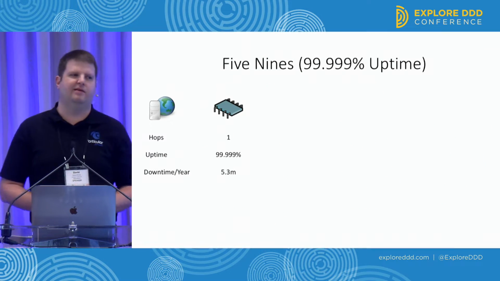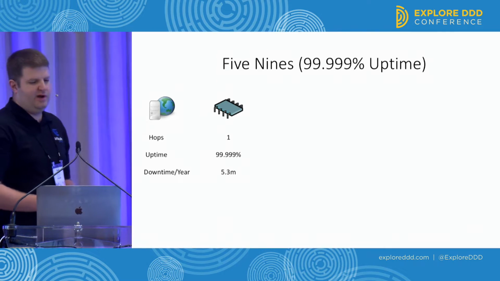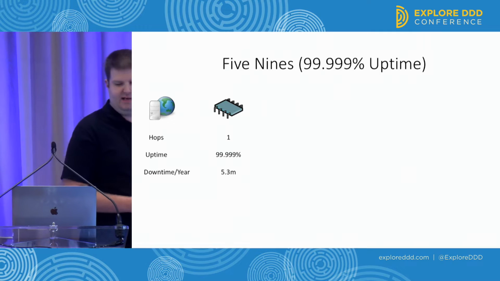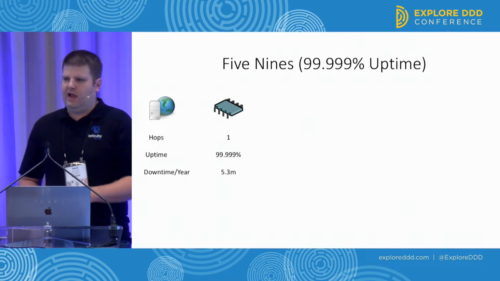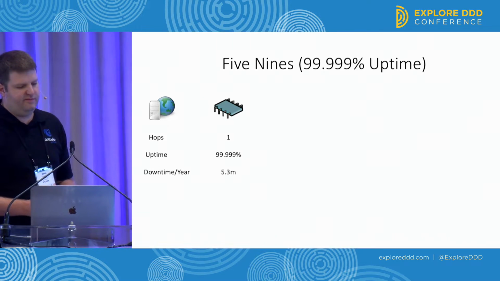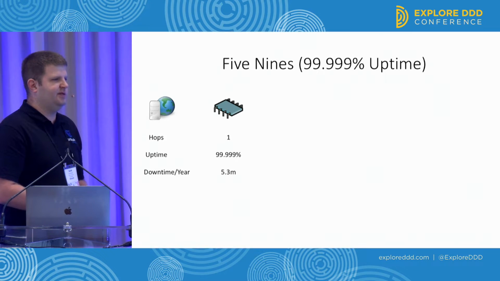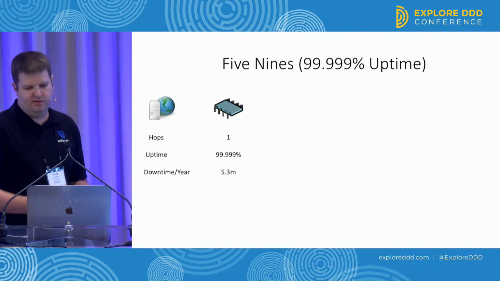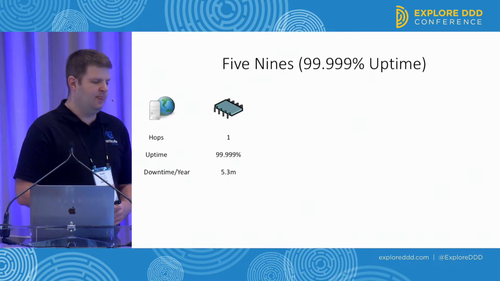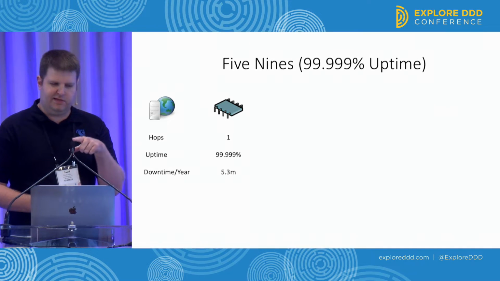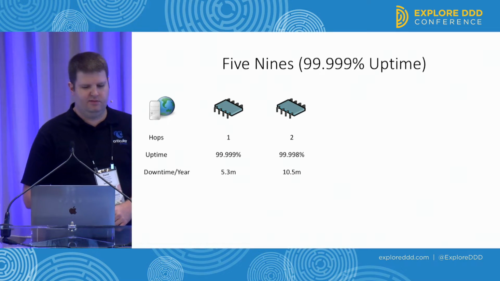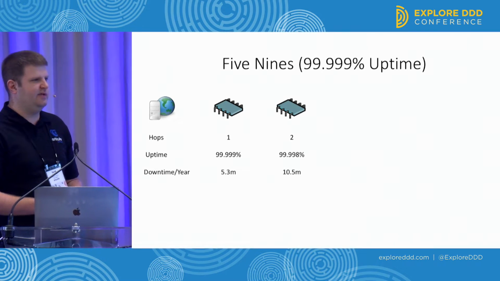Let's pretend that we can give every single one of our microservices 5 nines of reliability, 99.999% uptime. So if you have one microservice that you're talking to, that's one hop, 5 nines of uptime. But when you calculate that down to downtime per year, that's already 5.3 minutes of downtime. So now if a microservice needs to go talk to another microservice to get data, that's 2 hops, and you're up to 10.5 minutes of downtime.